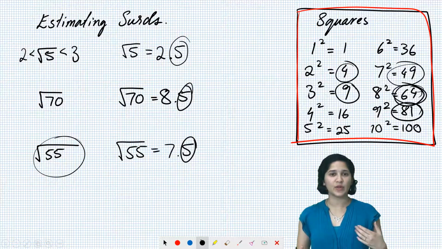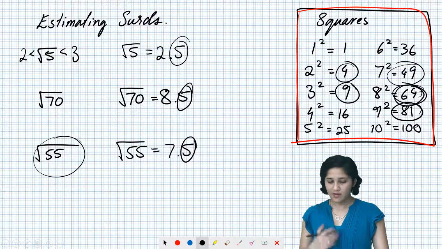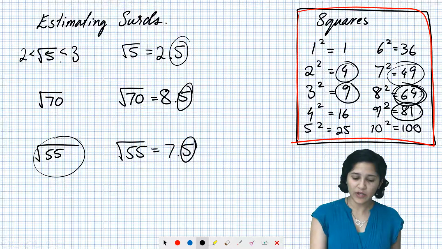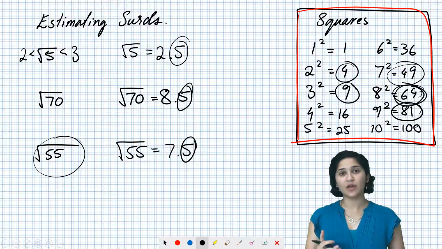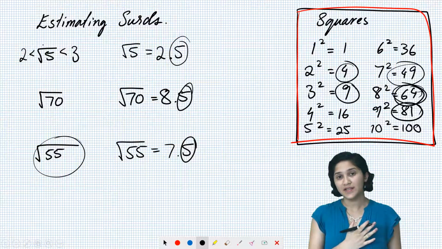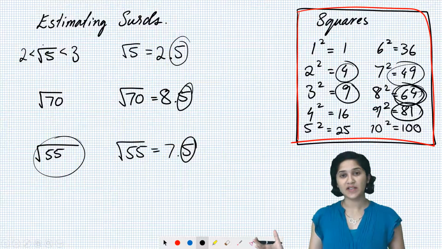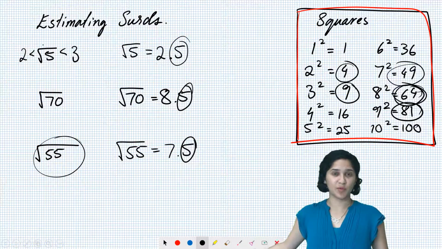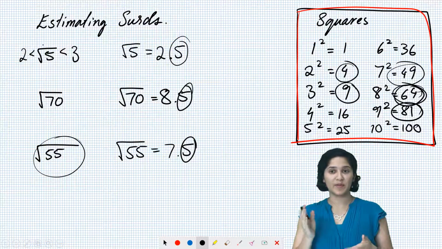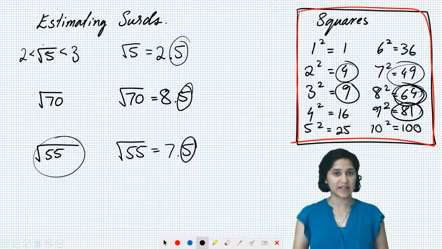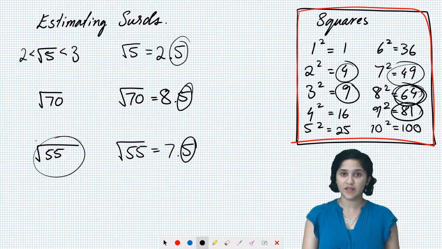So why do we need to estimate surds? Well, the reason we use surds is because it's an exact representation. We know that if we try and write a surd or any irrational number in decimal form, it has infinite decimal places. So if we write it as a decimal, we always have some error. We can't represent it exactly. So that's why we use the surd form.